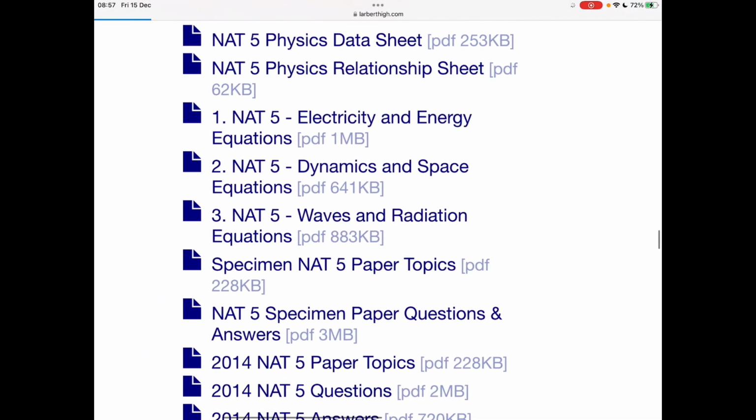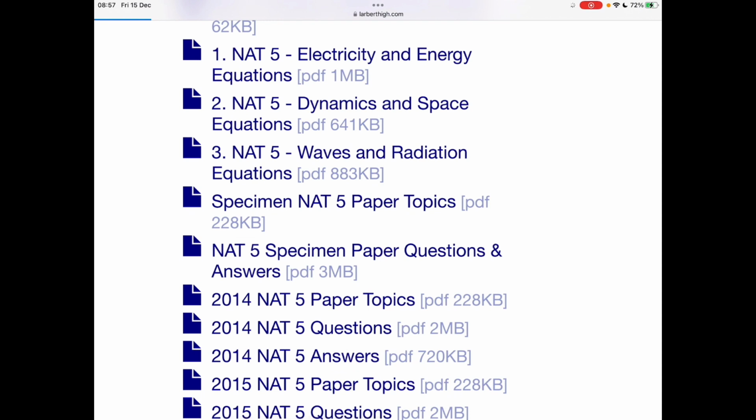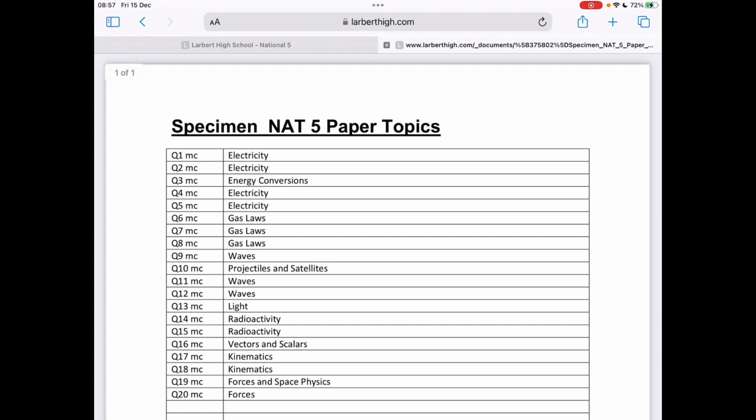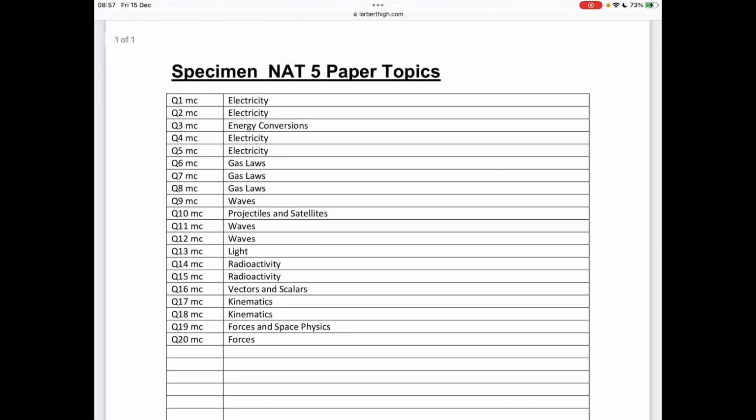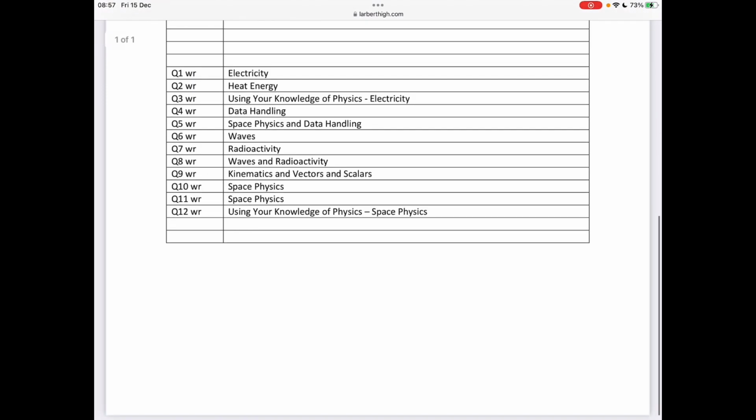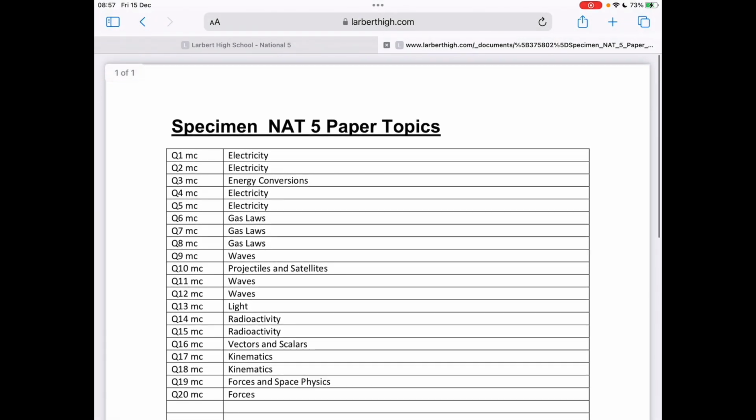Now, if we then scroll down a wee bit further, you've got specimen Nat 5 paper topics. If we click on that, that gives you, for each question, multiple choice and written, so WR is just written, it tells you for each question what topic it's on, what key area it's on. And that's for the specimen paper.